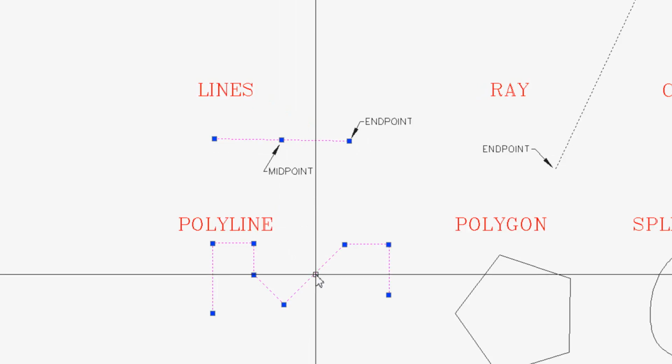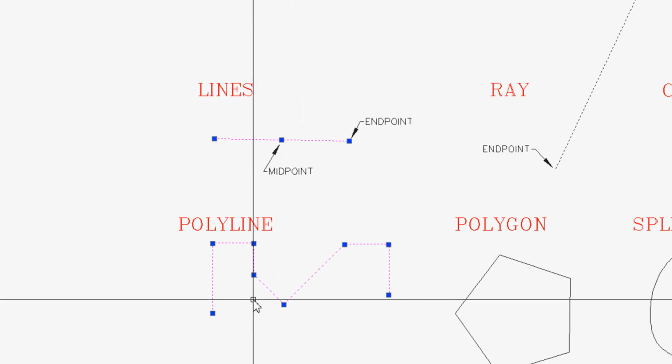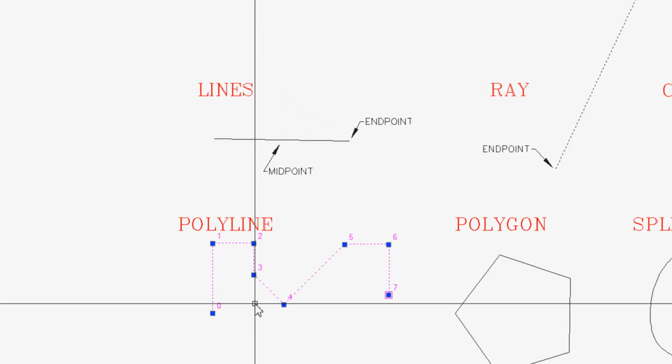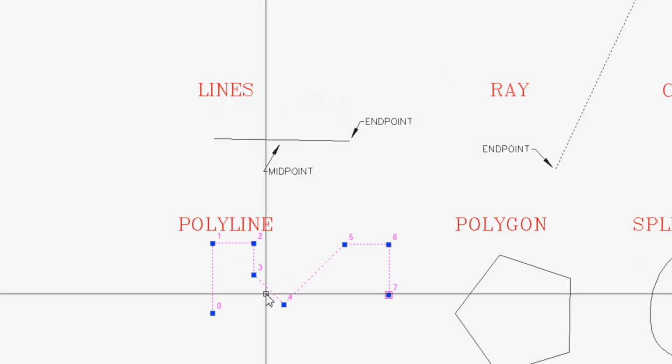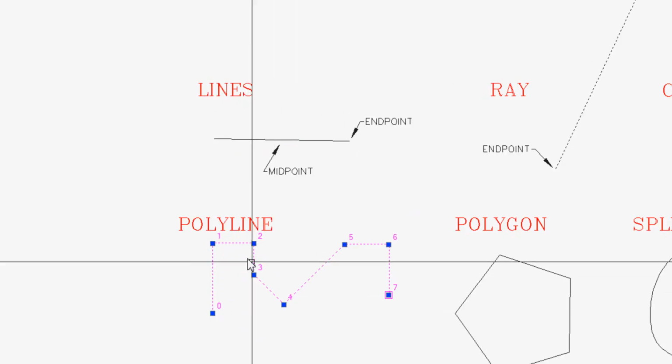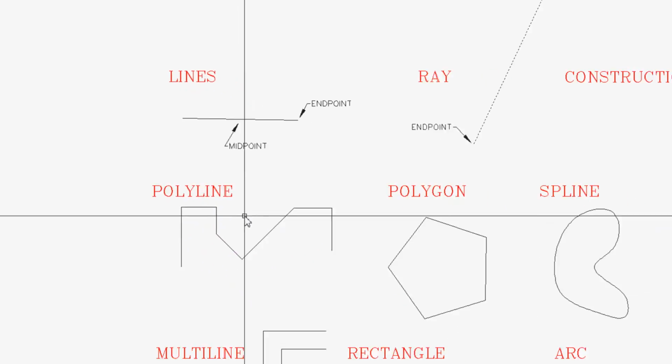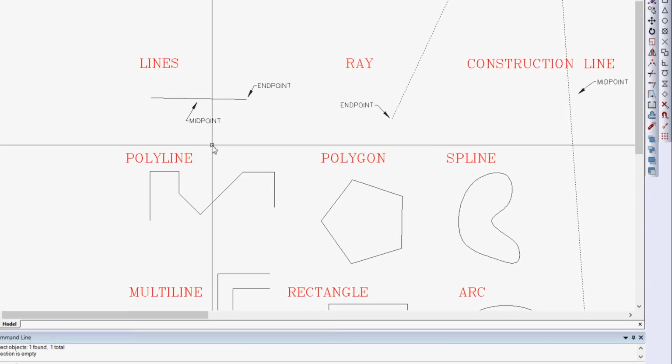In contrast, a polyline has a number of different grips or start points. If I select just the polyline on its own, notice that the vertices of the polyline, which are indicated by these grips, are numbered 0, 1, 2 and 3 and so on. You can use the presence of these handles in a number of ways.